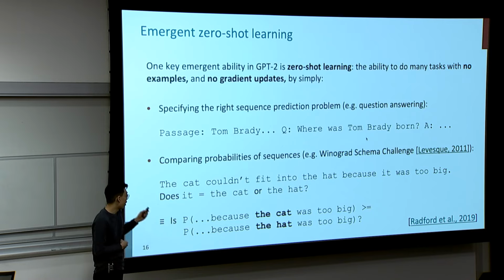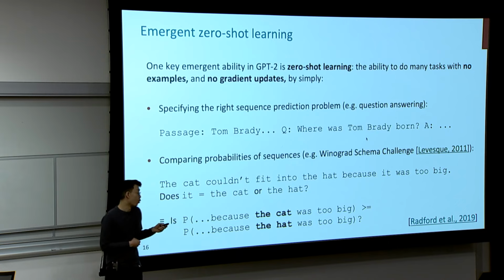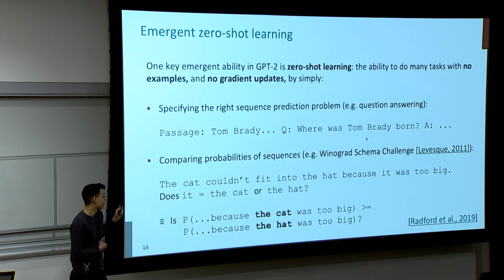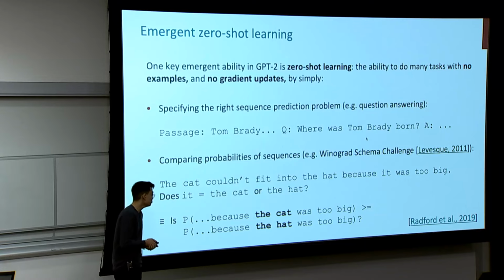Is the probability of "the cat couldn't fit into the hat because the cat was too big" deemed more likely by the language model than the probability of "the cat couldn't fit into the hat because the hat was too big"? You can score those sequences because this is a language model. And from there, you get your zero-shot prediction. And you can end up doing fairly well on this task. Any questions about this?